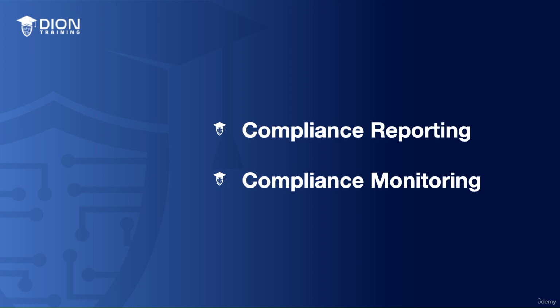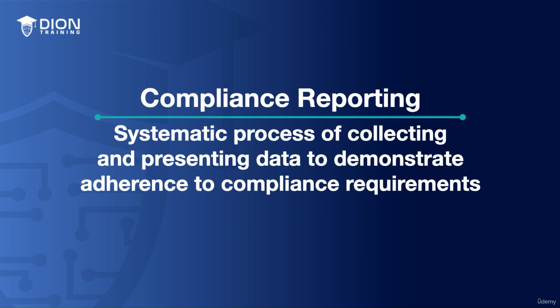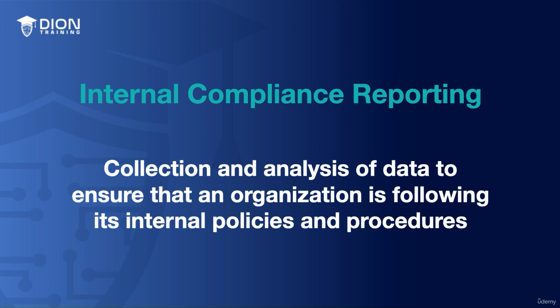In this lesson, we are going to dive into these aspects, providing examples and discussing the role of automation in compliance. First, compliance reporting. Compliance reporting is a systematic process of collecting and presenting data to demonstrate adherence to compliance requirements. It can be categorized into two types: internal and external compliance reporting. Now, internal compliance reporting involves the collection and analysis of data to ensure that an organization is following its internal policies and procedures. It is typically conducted by an internal audit team or a compliance department.